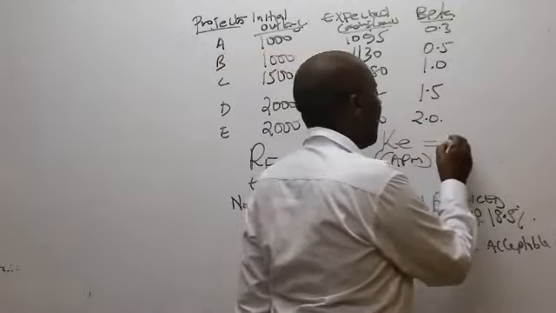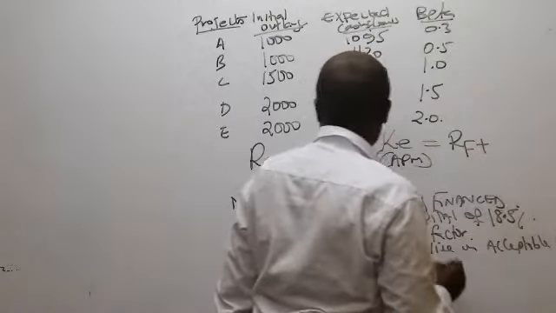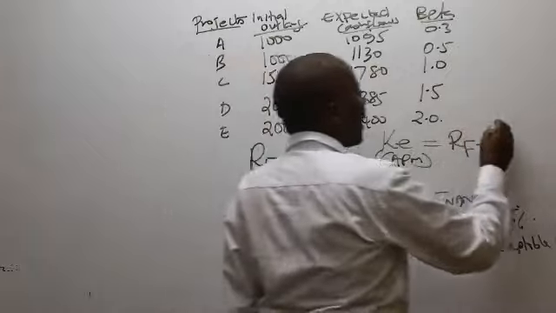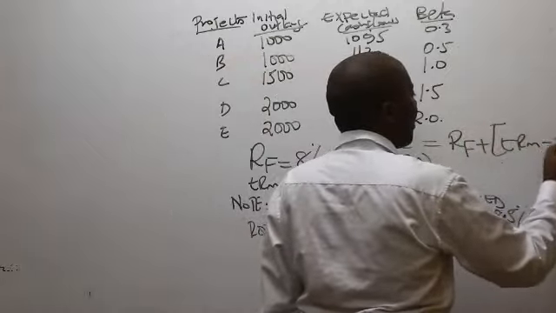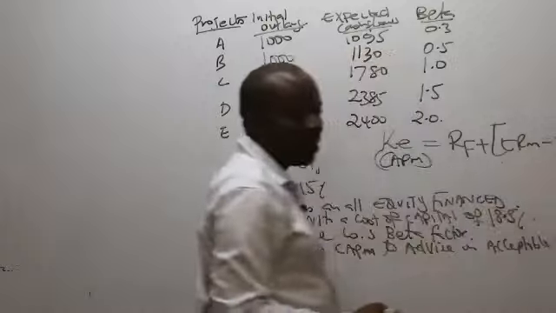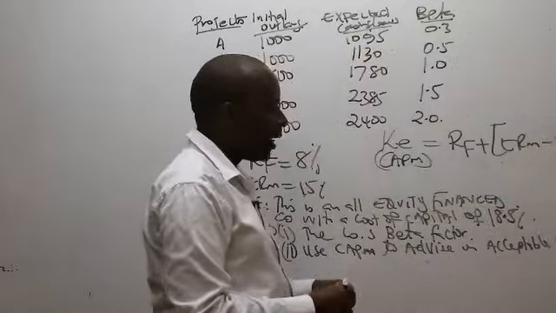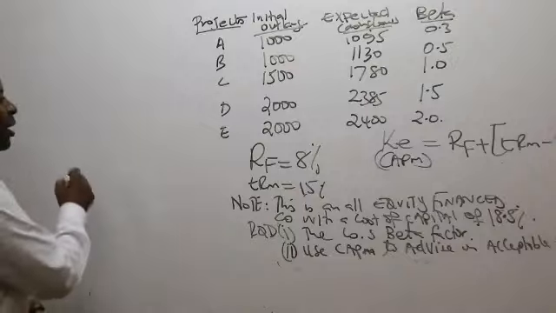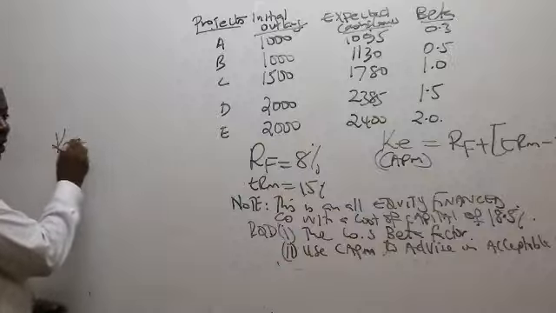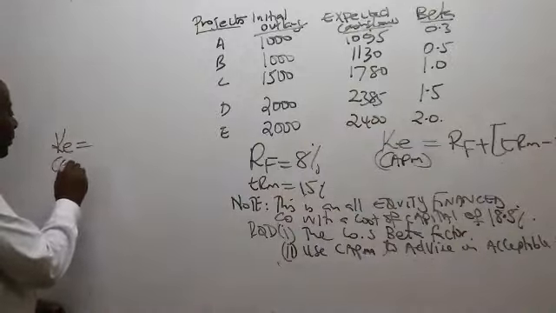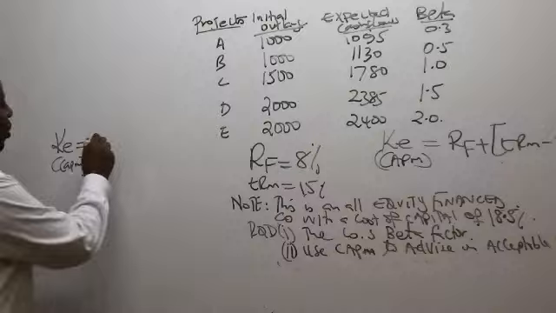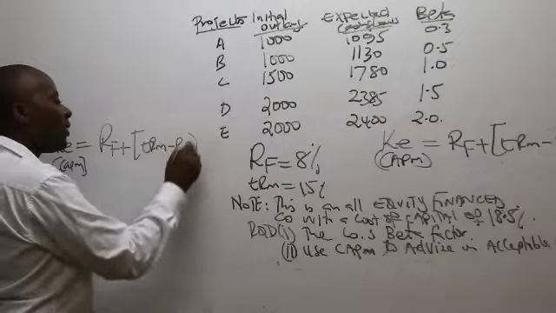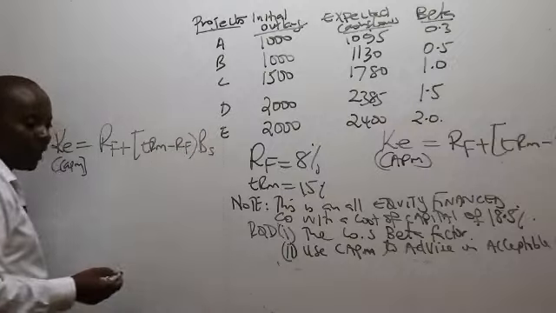Remember, it is very easy. It is risk-free. Once you have risk-free there, into brackets, we have ERM minus risk-free, multiplied by beta. Let me write this formula in a place where you can see. So our cost of equity using CAPM will be equal to risk-free plus ERM minus risk-free multiplied by beta of any security like that.